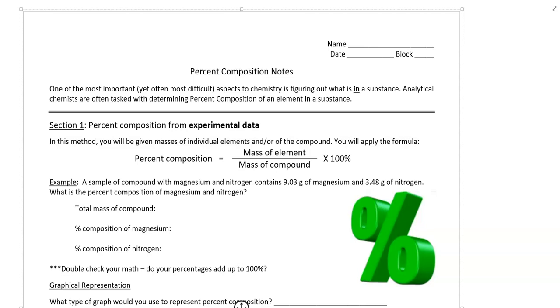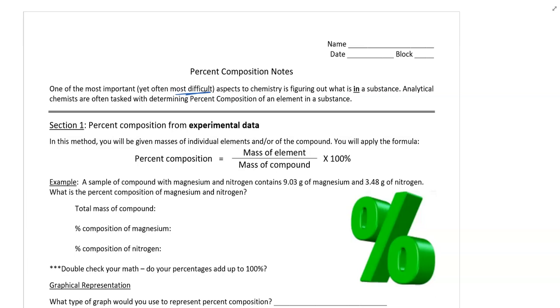All right, in this lesson, we're going to learn about percent composition and how it works as you apply it to chemicals and how chemistry uses those to figure out more stuff. One of the more important aspects of chemistry, sometimes often the most difficult, we'll get to that part later, is figuring out what's exactly in a substance. And so a lot of times we focus a lot on percent composition.